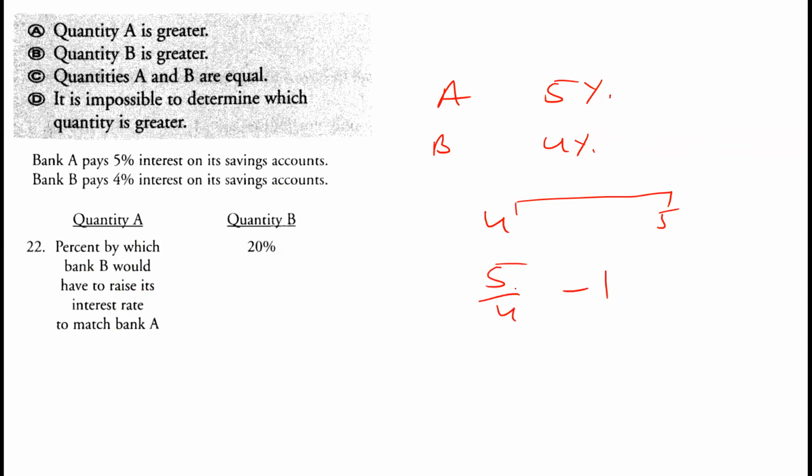Bank A pays 5% interest on its savings account and bank B pays 4%. Now, the percent by which bank B would have to raise its interest rate to match bank A. So we need to go from 4 to 5. So what's the percentage change? 5 divided by 4 minus 1. 5 divided by 4 is 1.25, minus 1 is 0.25. So we need to increase by 25%. 25% is more than 20%. So option A is correct.